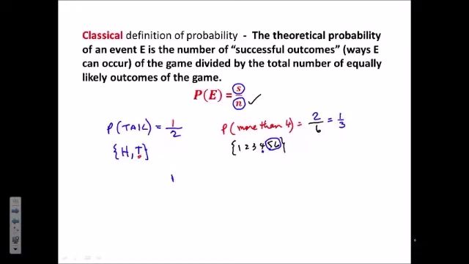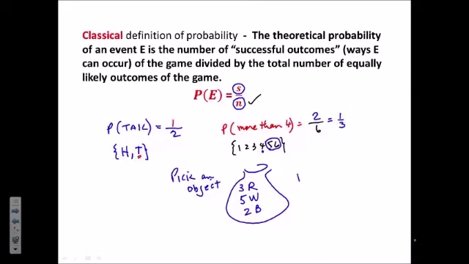Or I could say pick an object from a bag, blindfolded, and in this bag would be 3 red objects, 5 white ones, and 2 blue ones. And I could say, what is the probability that you get a red object?